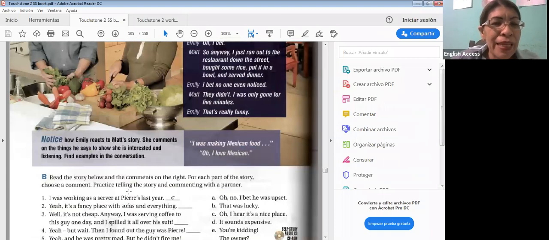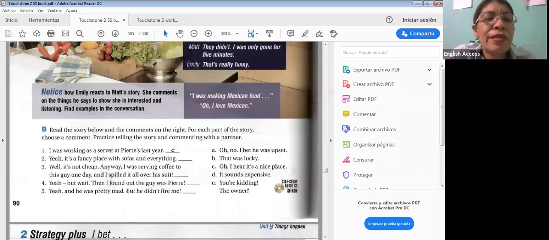Well, and here it says we have a part that says notice. Notice how Emily reacts to Matt's story and she comments on the things he says to show she's interested and listening. So as you can see, we're going to use these expressions in order to show that you are listening, you are paying attention to that person and you are interested in the conversation.